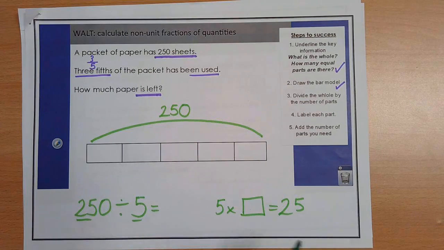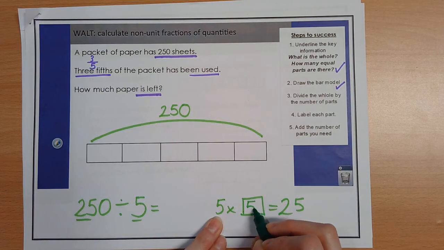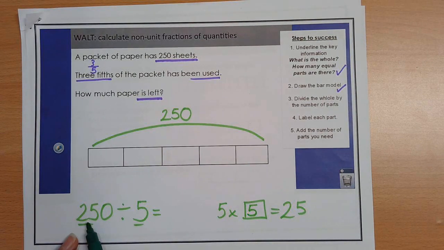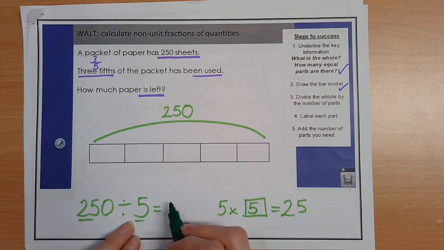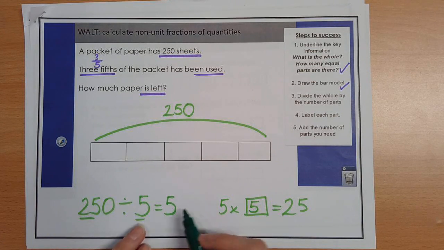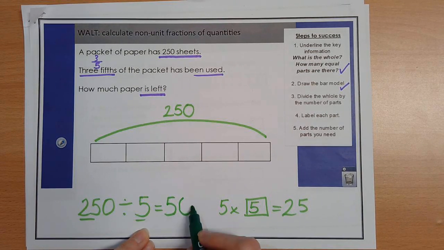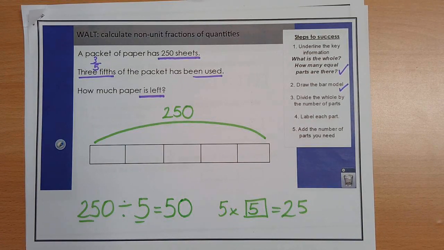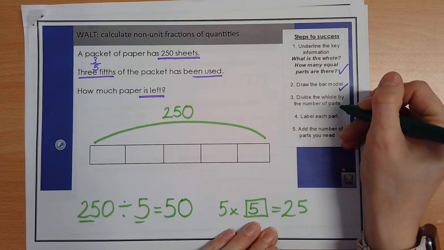5 times 5 is 25. So 250 divided by 5. I know my first digit is going to be a 5, but it's 10 times bigger because it was 250. So I need to add a 0 back on the end there. Okay? So I've divided the whole by number parts.